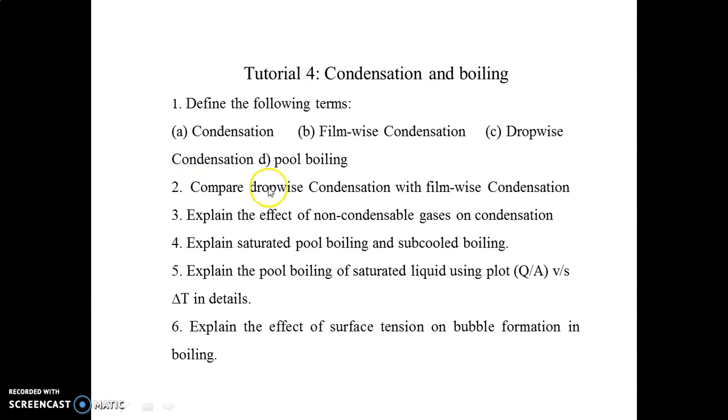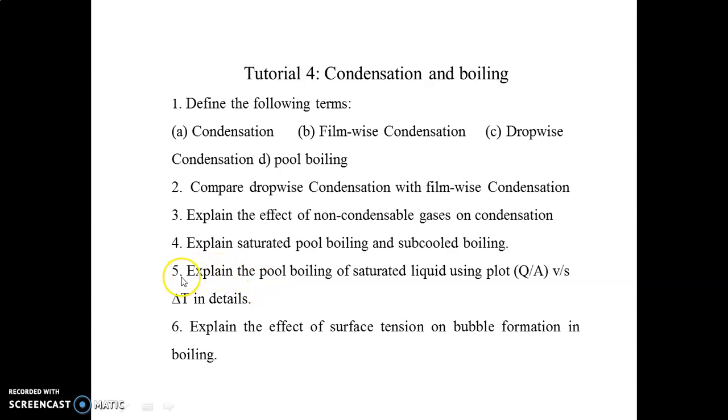Then in the second question we have to compare the dropwise condensation and filmwise condensation. So this part we had already discussed in previous lectures. Then you have to write what is the effect of non-condensable gases on the condensation. So this point I have already discussed. So you can write the answer of this question. Then explain the saturated pool boiling and subcooled boiling. So boiling has these two types, saturated pool boiling and subcooled pool boiling. So this we have already discussed.